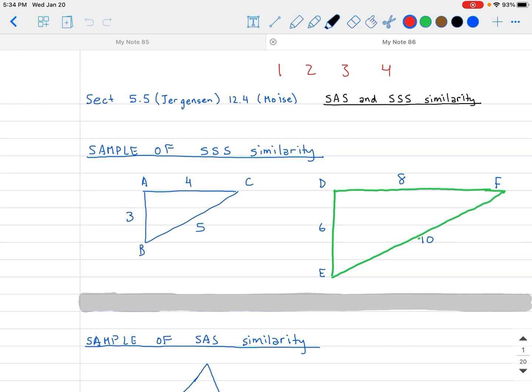All right, so as promised, we're looking at section 5.5 in the Jergensen book, which is the same thing as 12.4 in the Moise book. And the title, as it says right here, is on SAS and SSS similarity.